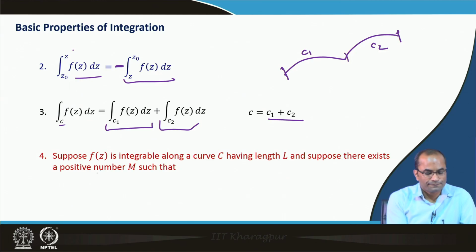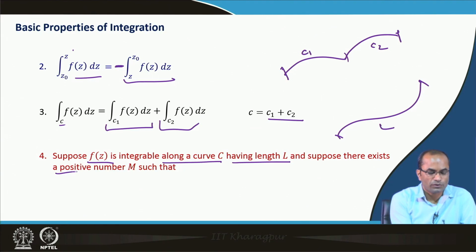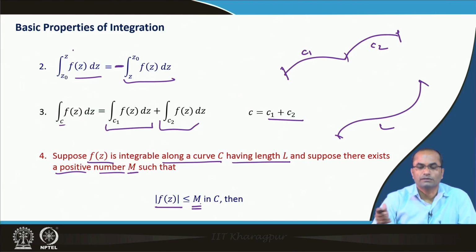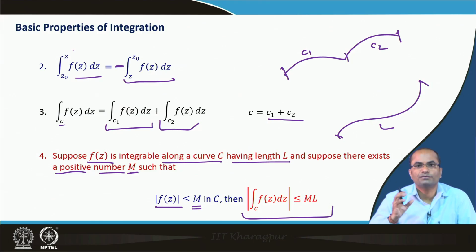Another interesting inequality, the so-called ML inequality, is well known. So, f(z) is integrable along a curve C whose length is L. So, we have a curve here whose length is L, and suppose that there is a positive number M such that the absolute value of f(z) is always less than or equal to M on the given curve. Then we have this inequality: the absolute value of the curve integral of f(z) dz over C we can bound by M times L.